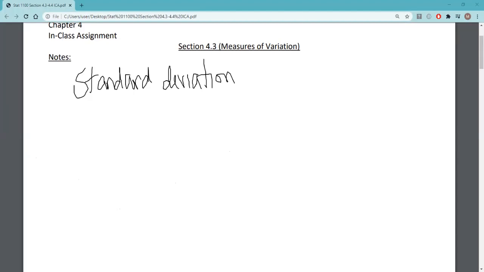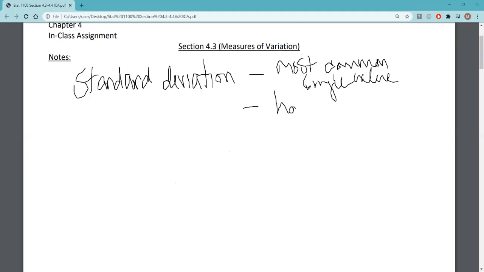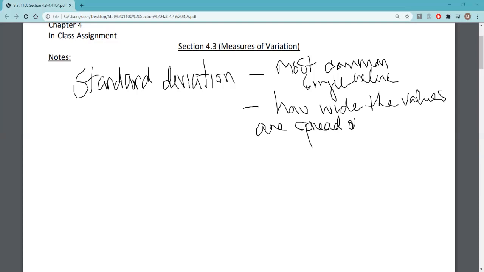As far as measures of variation are concerned, this is the most common single value that is used to describe the variation of a data set. What this does is measure how wide the data values are spread out around the mean. So how wide the values are spread out away from the mean.